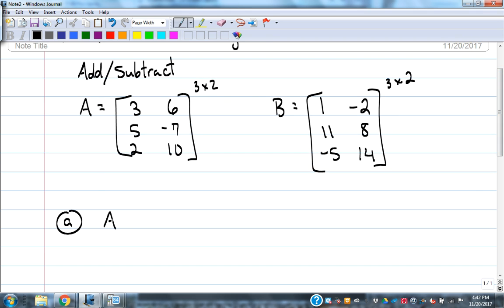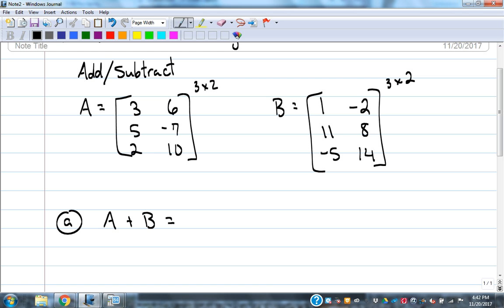So example A, if we took matrix A plus matrix B, this is one of those things that I normally don't do in the calculator just because it takes me too long to type them in, and I can add and subtract numbers pretty efficiently without typing all that matrix into the calculator. When you add and subtract matrices, they have to be the same size because you're pairing up the elements that are in the same spot. So the 3 in the top left goes with the 1 in the top left there. So you add them up.